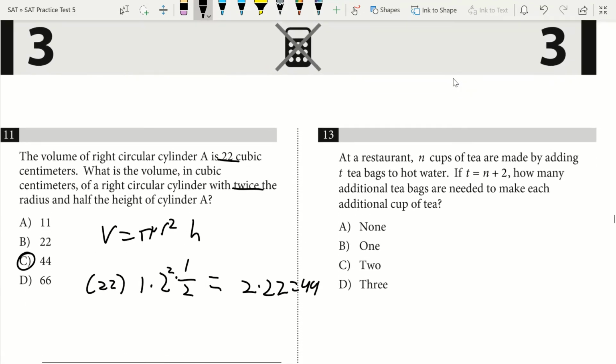All right, question 13. At a restaurant, n cups of tea are made by adding tea bags of hot water. If t equals n plus 2, how many additional tea bags are needed to make each additional cup of tea? The answer is going to be 1, because if we want an extra tea, we have to add 1 n, right? They're proportional. So we're going to have B1.